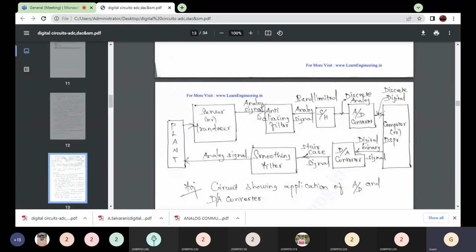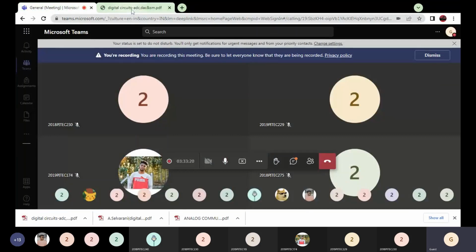This analog signal is given to the anti-aliasing filter, which can eliminate the error signal in that analog signal. That signal is given to the sample and hold circuit. Here we should know the sampling theorem: the sampling frequency should be greater than or equal to 2fh, twice the maximum analog signal frequency. So the analog signal is converted into discrete form using the sample and hold circuit.